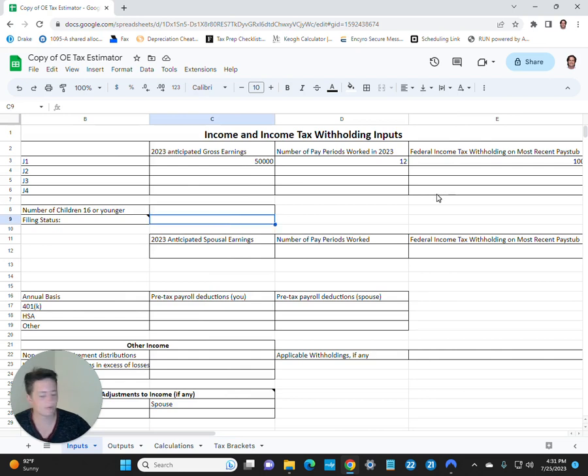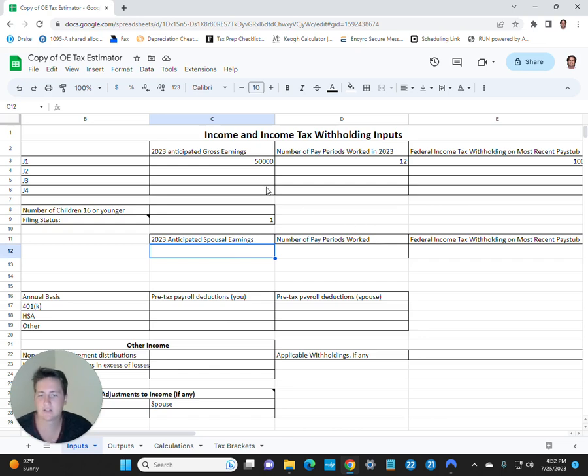Then you also want to put in your filing status. 1 is for single, 2 is for married filing jointly, and 3 is for head of household. You can look up online pretty easily what filing status you qualify as, and you should be able to tell just from your last year's tax return, as long as your marital status hasn't changed.